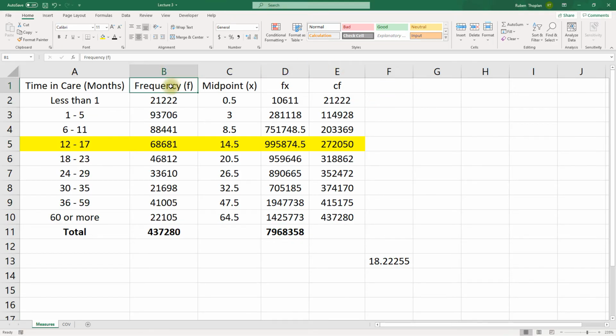So we have F. What do we want to do? We want to do the modulus of X minus X bar. X bar means the mean. Don't forget, each time you have x bar, it's the mean.